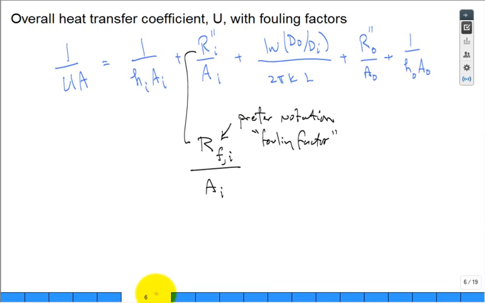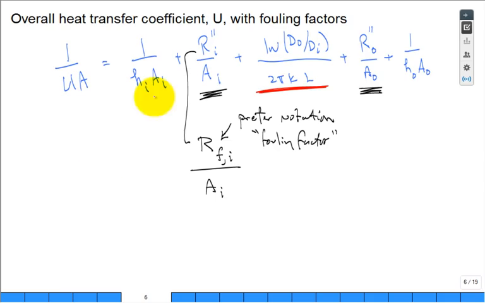So we have the overall heat transfer coefficient with fouling. There's our fouling on the inside. There's our fouling on the outside. When you look at this term right here, what do you think about? It's a tube. It has an inner diameter and an outer diameter, so we're trying to take into account that. Now, if it's a thin-walled tube, that term is going to drop out, especially if it's high conductivity.